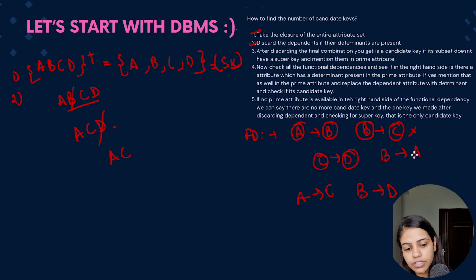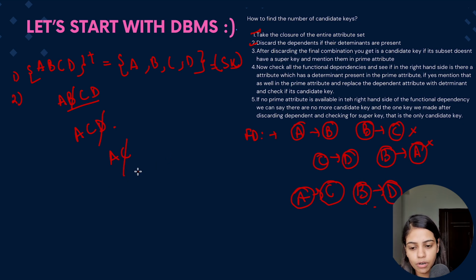Now coming to this functional dependency, A is the dependent and B is the determinant, but since A is only present here, we will not look into this functional dependency. Now coming to this, C is the dependent and A is the determinant. A and C both are present here, so we can discard the dependent, that is C. Now coming to this functional dependency, B determines D. D is the dependent and B is the determinant. Neither B nor D is present here, so we can ignore this. So after step 2, we are only left with A.